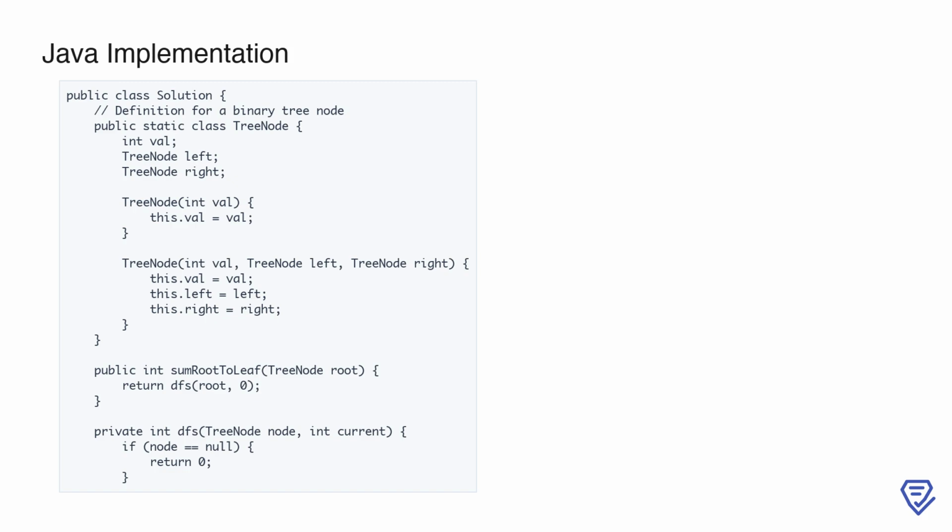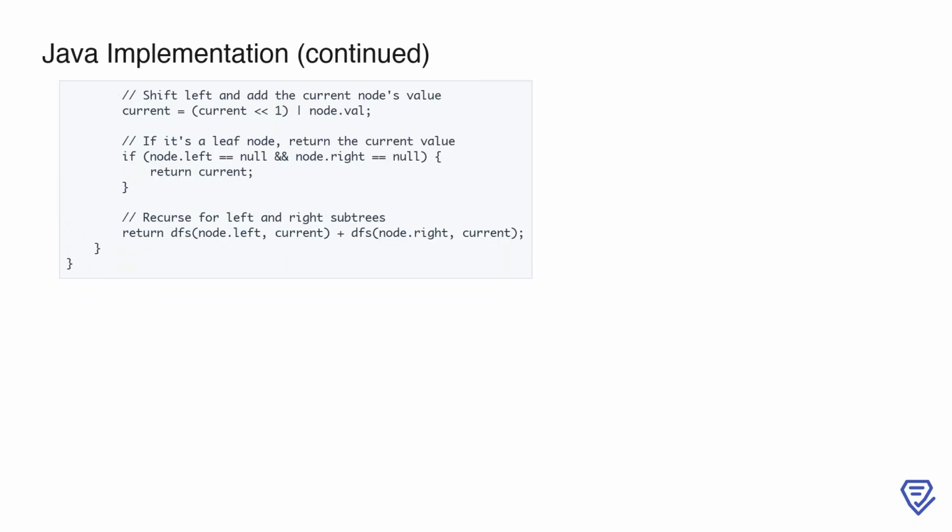The DFS method is where the depth-first traversal logic is implemented. It starts by checking if the current node is null. If it is, we simply return 0, as there's no value to contribute. This handles the base case for recursion when we reach the end of a branch. Now, within the DFS method, we update the current value by shifting it one bit to the left and adding the value of the current node. This effectively builds the binary number as we traverse down the tree.